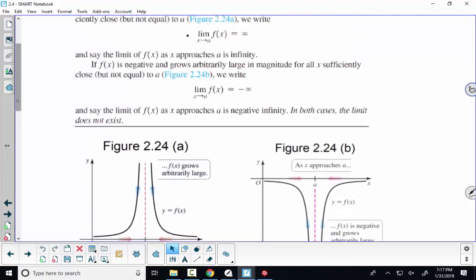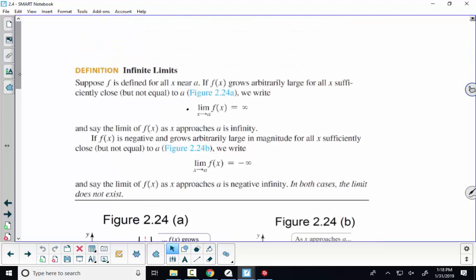So I know you don't have the figures. I added those just because the definitions do refer to those figures. But so the definition is, what does it mean to say we have an infinite limit? So if the y values grow arbitrarily large for all x values sufficiently close to a, then that's what we write: the limit as x approaches a of f of x equals infinity.